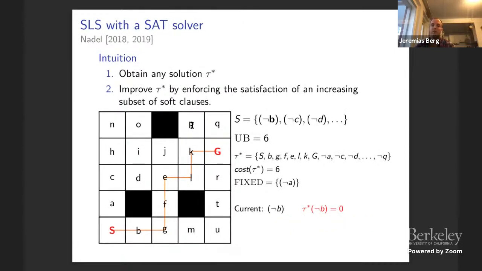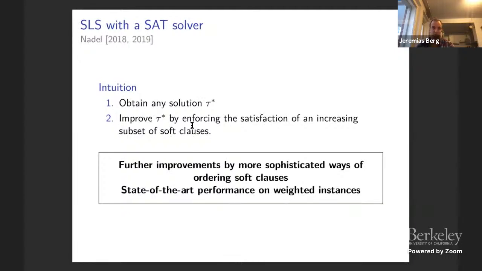And then you move on to your next soft clause, which is B. Now in this solution, the path goes through B. So you're again asking the SAT solver for a solution that satisfies the clause. That means a path that does not go through B, but also satisfies the previous clause. So you're asking it for a path that does not go through B nor A. And this time it cannot find one. So you add the negation of your soft clause into the fixed clauses. And whenever you find a clause that is already satisfied by your best solution, you don't need the SAT solver and you just keep going. And by doing this, you actually end up with a currently state-of-the-art approach on the incomplete category for weighted instances.